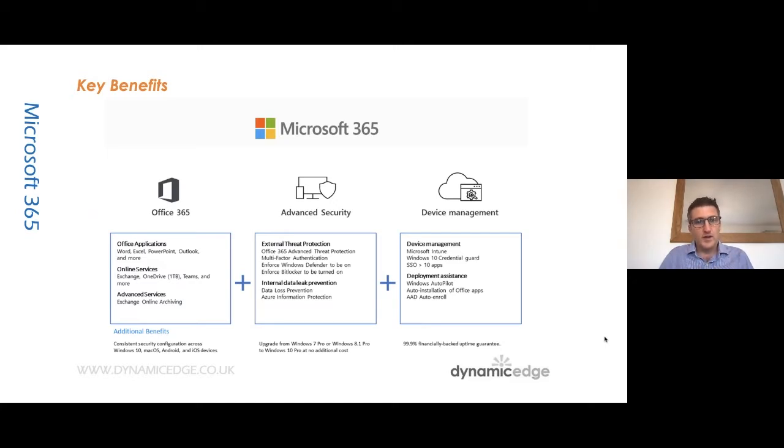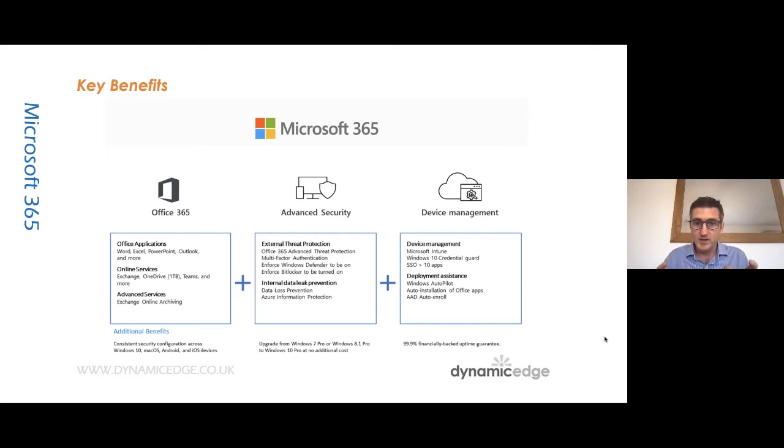So that umbrella offering, Office 365 there across on the left-hand side of the screen. Office 365, we know it, we love it. Word, Excel, PowerPoint, Outlook, and so on and so forth. We've got access to OneDrive and to SharePoint and things like that. So that's part of the Microsoft 365 umbrella.